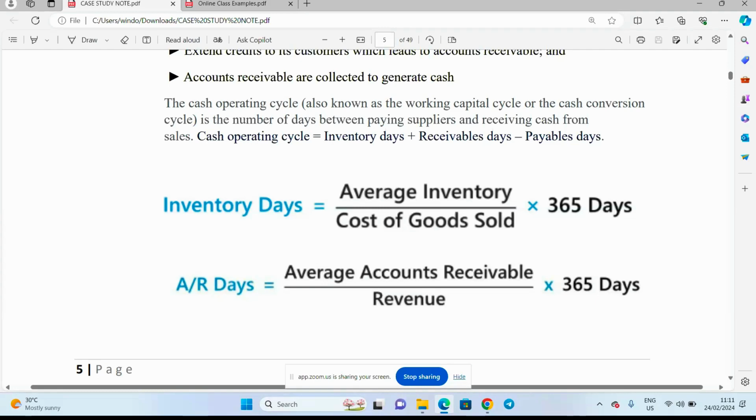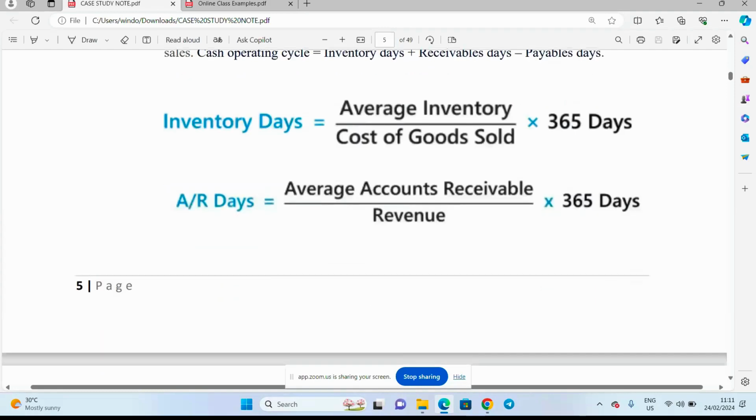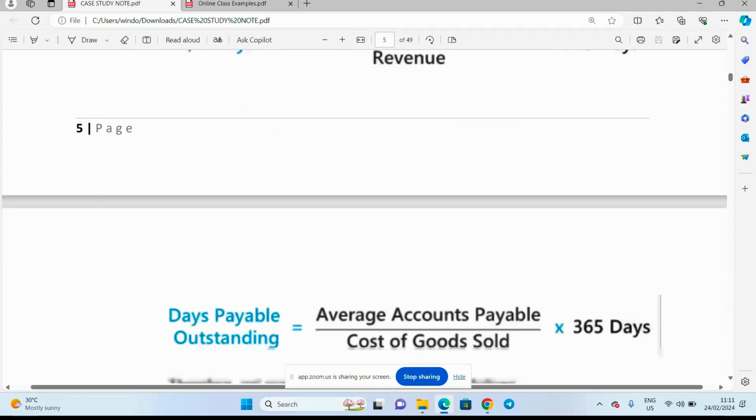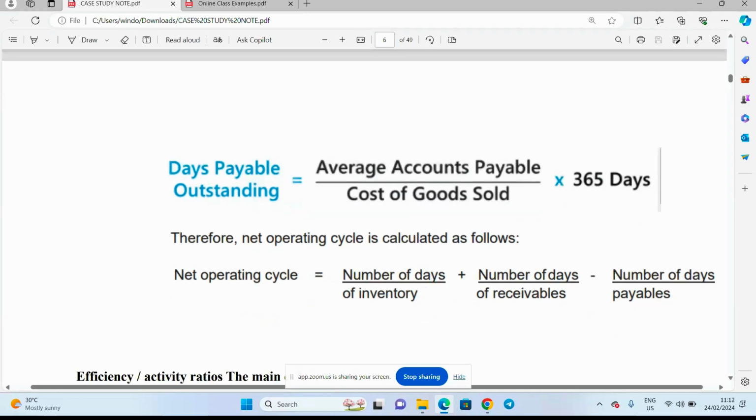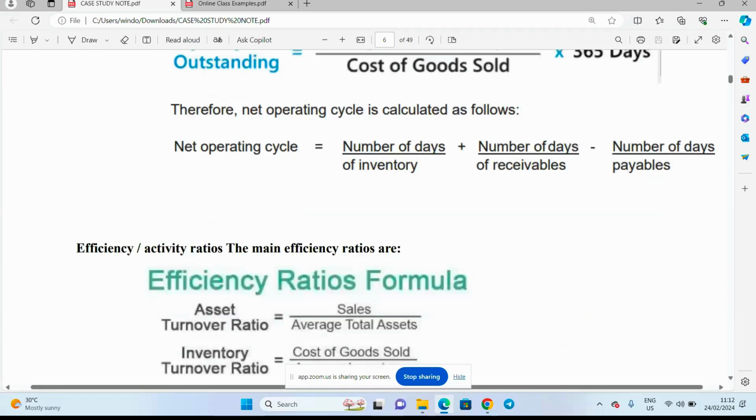All right. So average inventory over cost of sales times 365 days. For accounts receivable, average accounts receivable over revenue times 365 days. Then for payable, average accounts payable divided by cost of sales times 365 days. In a situation whereby you don't have cost of sales, you use what we call purchases. Therefore, the net operating cycle is number of days of inventory plus number of days of receivable minus number of days of payable. It's as simple as that.